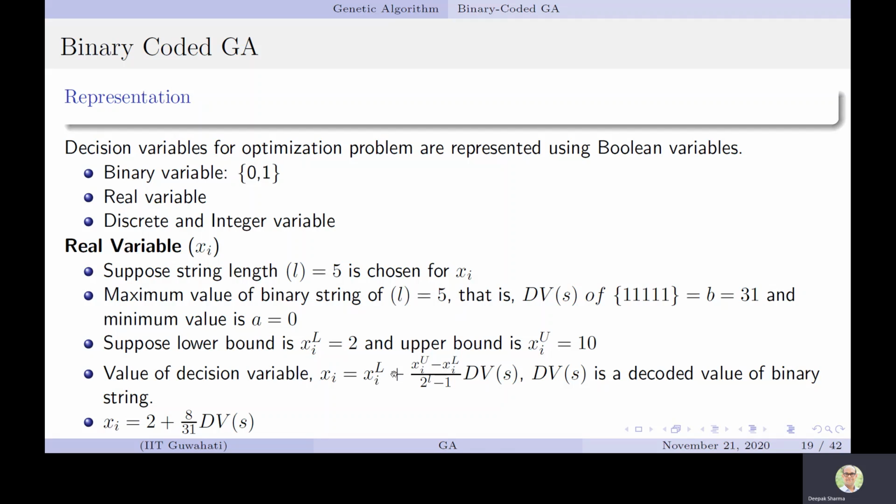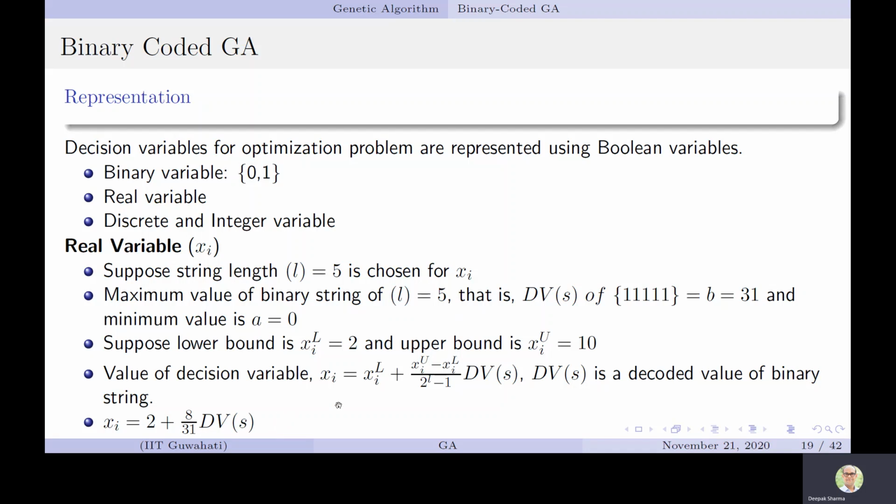xi is xi lower plus, in the numerator we have xi upper minus xi lower, in the denominator we have 2 to the power L minus 1, and everything will be multiplied by dvs. What is dvs? dvs is the decoded value of a binary string. Looking at this information, if we fit it into the formula, xi equals 2, which is the lower bound, plus 8. 8 is 10 minus 2, 8 divided by 31. Why 31? It is 2 to the power 5 minus 1. 2 to the power 5 is 32. 32 minus 1 is 31.